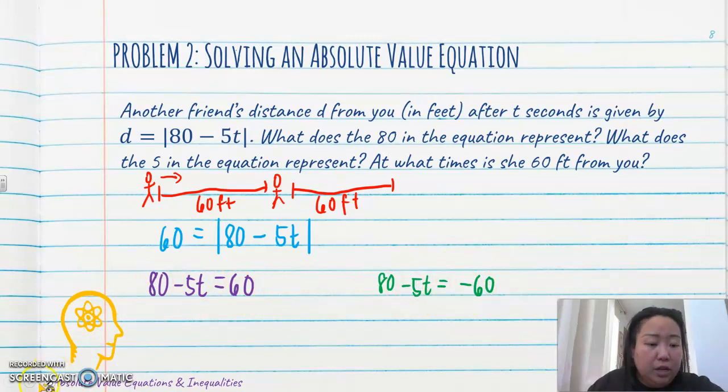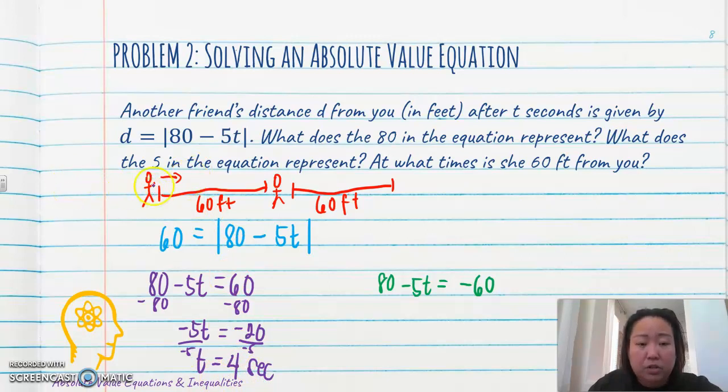So solving for t, we can subtract 80 on both sides, so you will get negative 5t is equal to negative 20, and then you divide by negative 5 on both sides, and t is going to be 4. So at 4 seconds, your friend is approaching you. After 4 seconds, from 80 feet, she'll be 60 feet from you, okay?